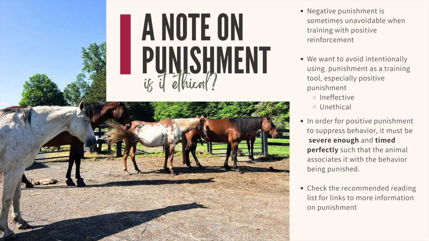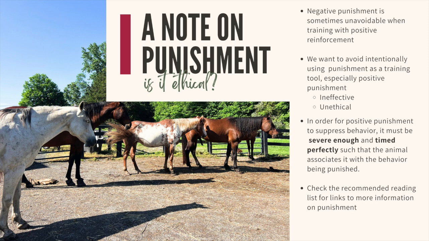So in order for positive punishment to suppress behavior, it has to be severe enough that it makes the learner never want to repeat that. And sometimes that has to be pretty darn severe. And that's why I say the ethics are super questionable when we're talking about using punishment.